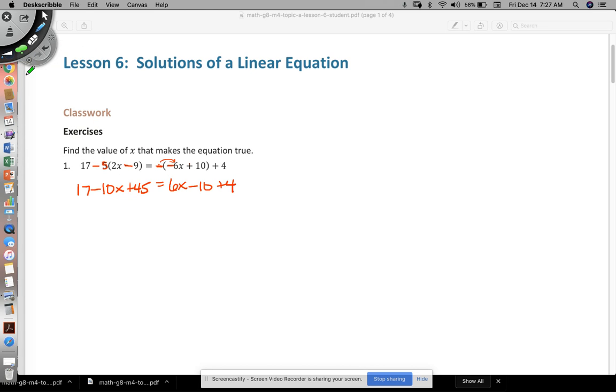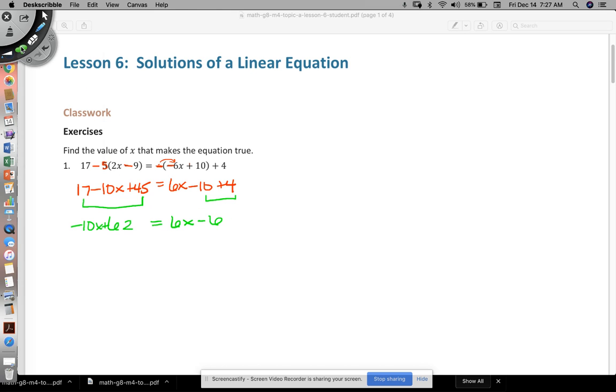All right, so now that we did all our distributing, we can combine terms. So I have 17 plus 45, and that's going to give me 62. And then over here, I have negative 10 and 4, so I'm going to bring down my negative 10x plus 62, and over here I'm going to bring down my 6x, and negative 10 plus 4 is going to give me negative 6.